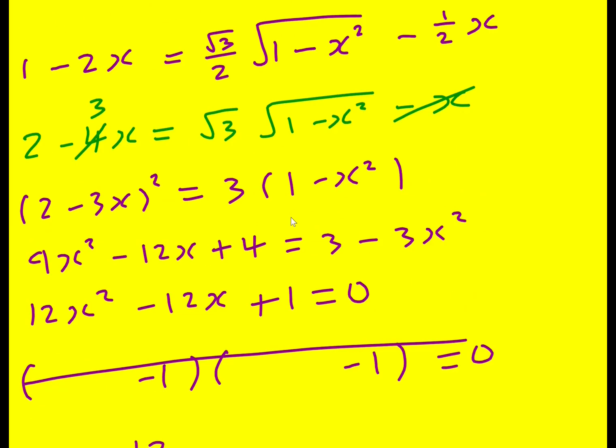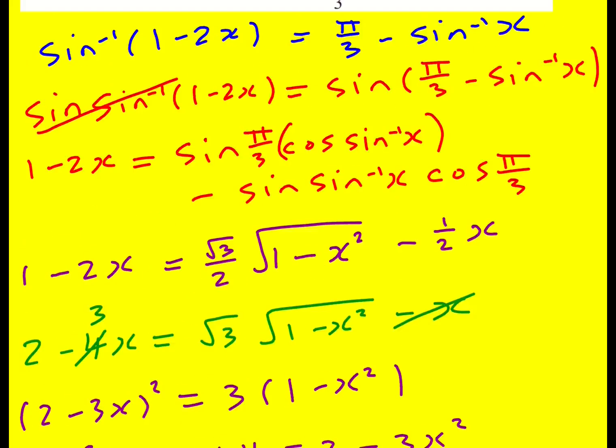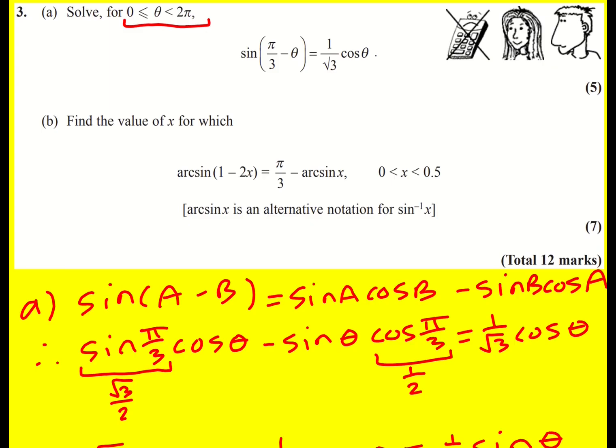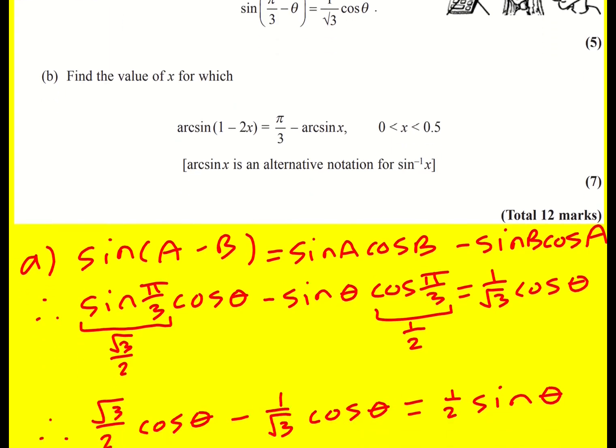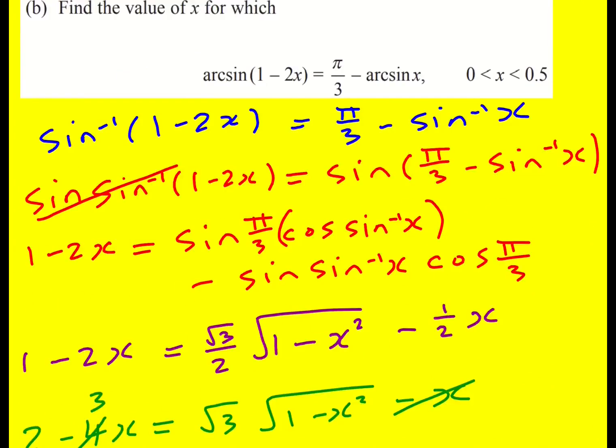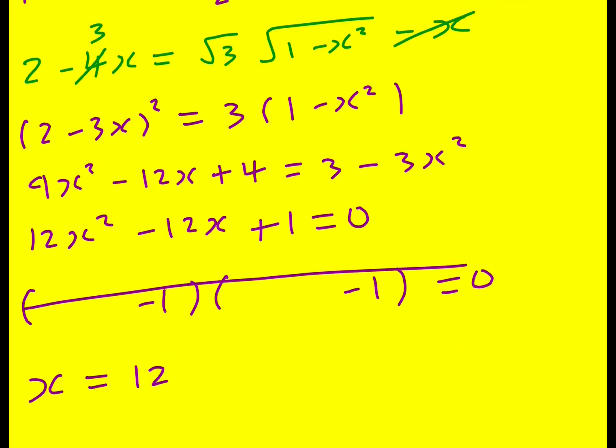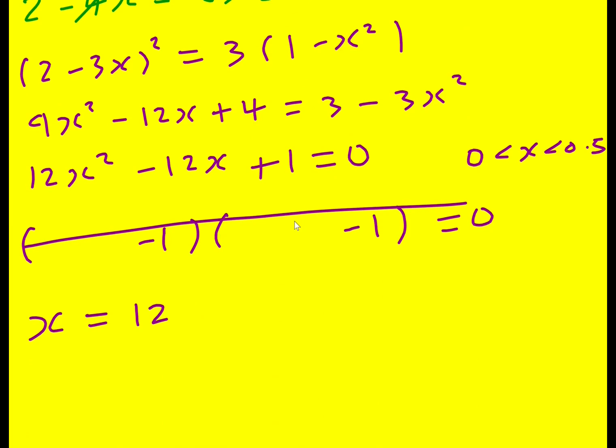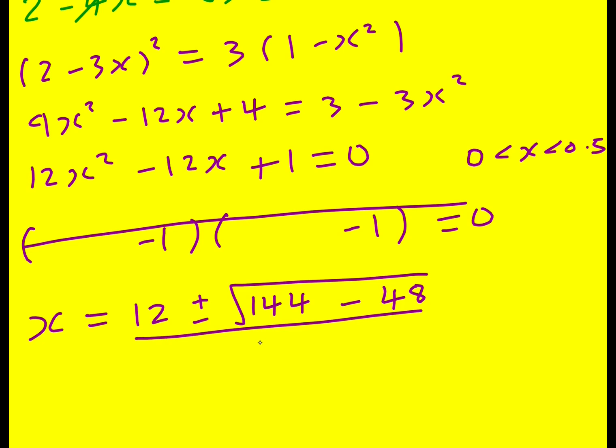I just want to say one other thing at this point. We had to square the equation, so we may have introduced extra solutions. We just need to be really careful. We know that x has to be between 0 and 0.5. So it's minus b plus or minus the square root of b squared minus 4ac, all over 2a.